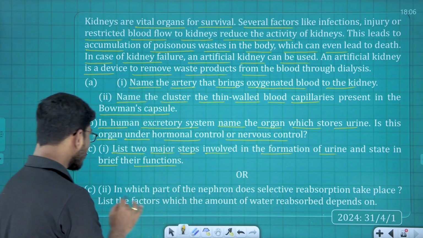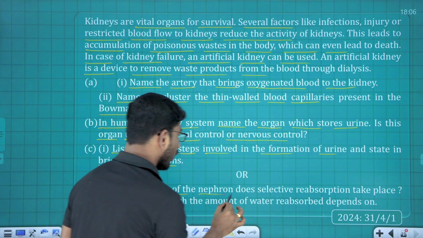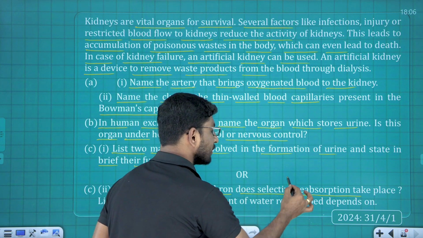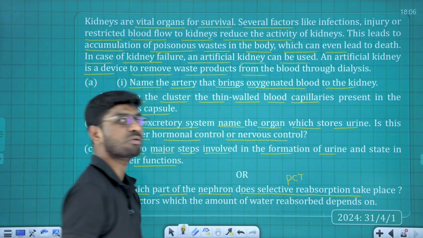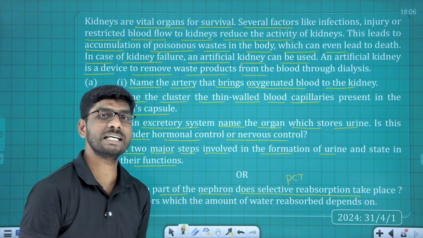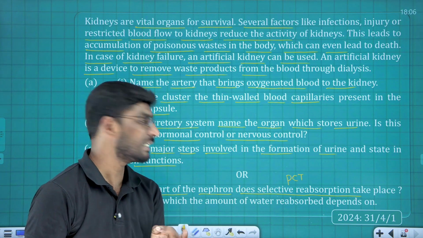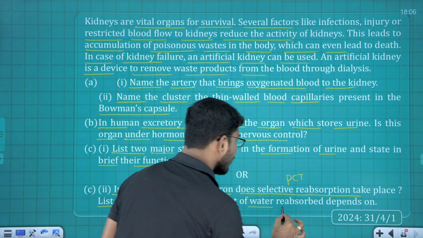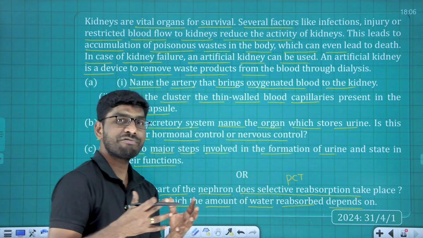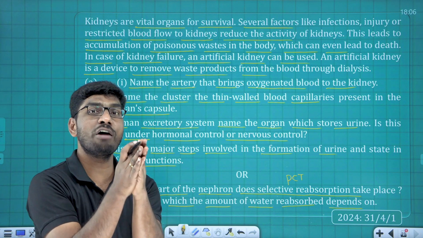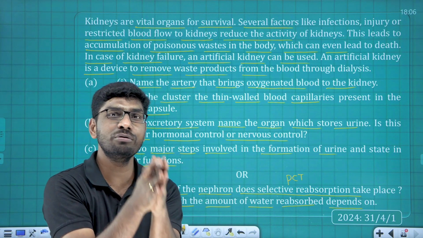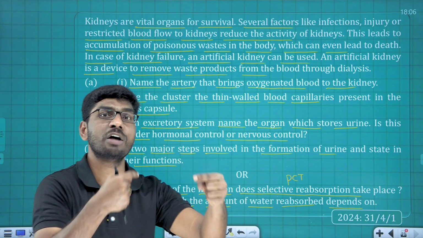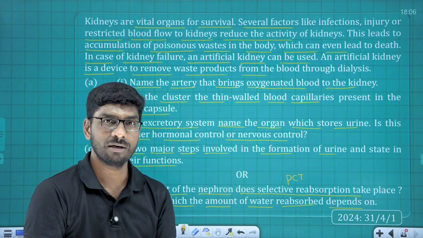Clear? Next, last question. In which part of the nephron does selective reabsorption take place? Selective reabsorption takes place in PCT, proximal convoluted tubule. PCT, right after what? Bowman's capsule. Next, list the factors on which the amount of water reabsorbed depends. The factor is the amount of water in the blood. If the amount of water is less in the blood, the reabsorption of water from filtrate is high. Keep in mind. You got my point?